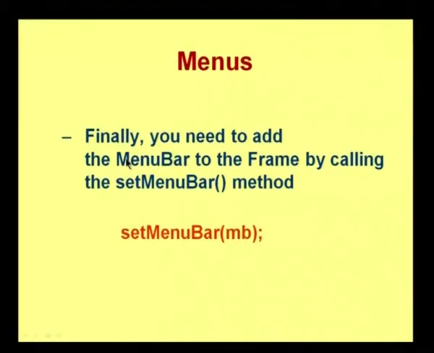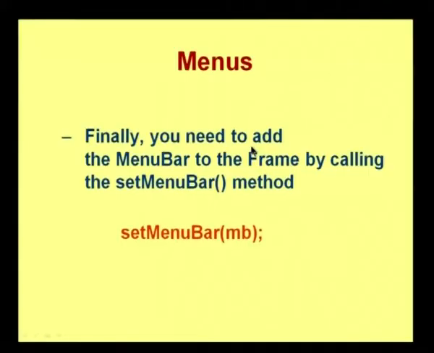After I add the menu items on the menu and menus on your menu bar, I need to add this menu, or associate this menu, to a particular frame. In frame we have a method called set menu bar. Using the set menu bar method of the frame, you can add the menu bar that you have constructed. So finally you need to add the menu bar to the frame by calling the set menu bar method. So set menu bar of, this is my object of menu bar.